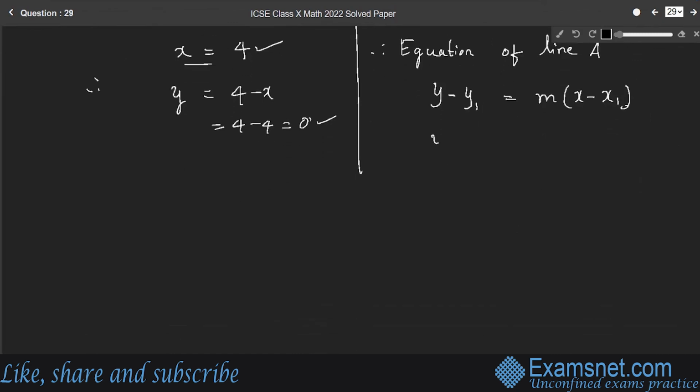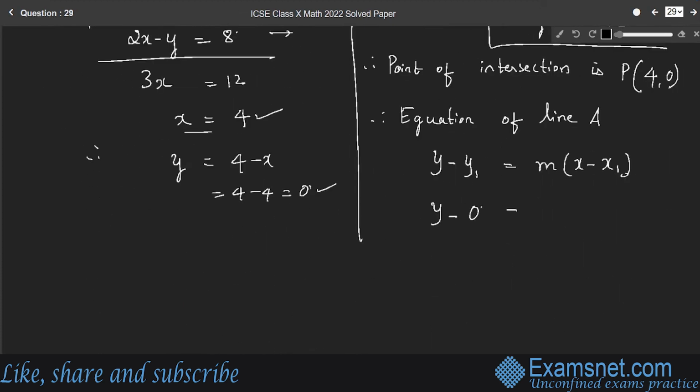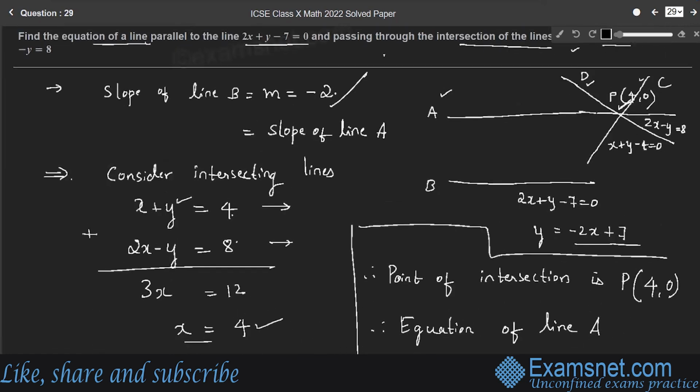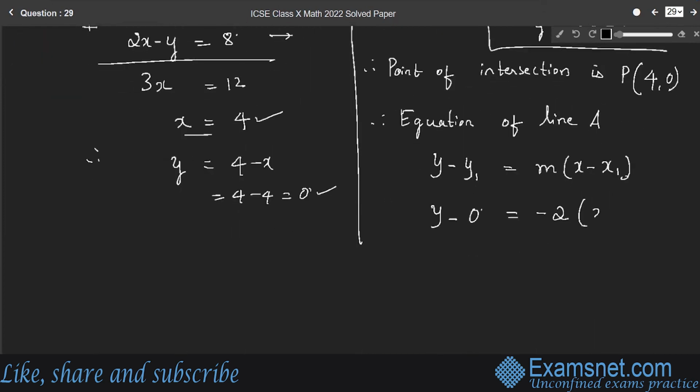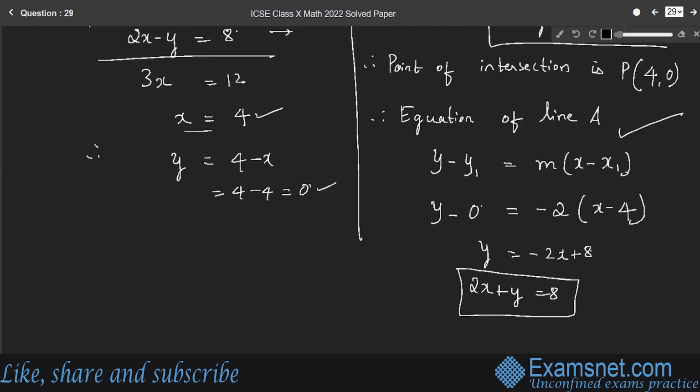We'll write the equation as y minus the y coordinate of P, which is 0, is equal to m, the slope of line A, which is minus 2. So slope m is equal to minus 2. Minus 2 into x minus x1, where the x coordinate of the point of intersection is 4. Therefore, y is equal to minus 2x plus 8, or you can write it as 2x plus y is equal to 8, which is the equation of line A. 2x plus y is equal to 8.